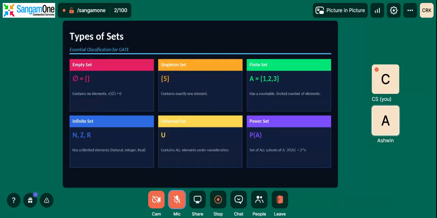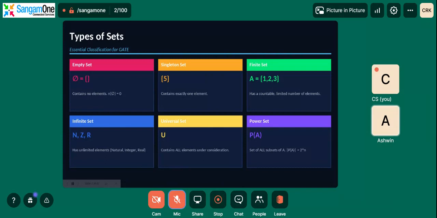So what are the types of sets? Moving on, this is the essential classification for GATE. Empty set contains zero elements. Singleton set contains exactly one element. Finite set, A equals 1, 2, 3, has a countable, limited number of elements. Infinite set, N, Z, R, have unlimited elements, where N corresponds to natural numbers, Z to integers, and R to real numbers. Universal set, represented by the letter U, contains all elements under consideration.